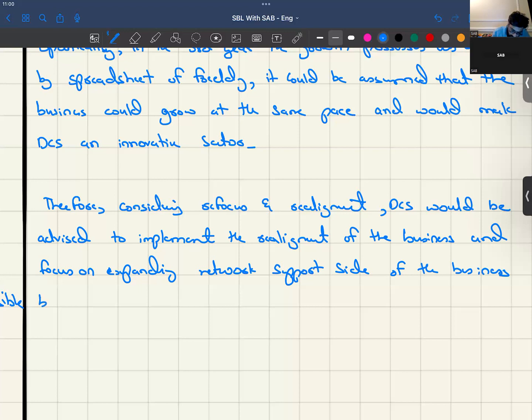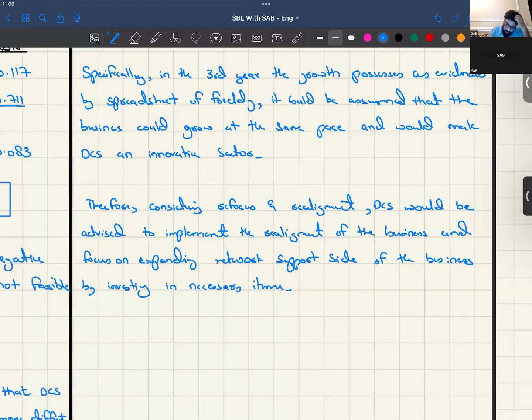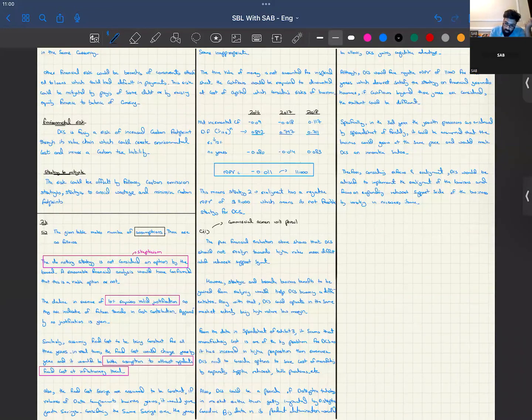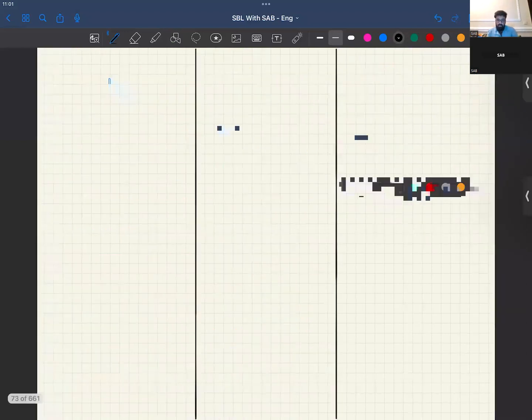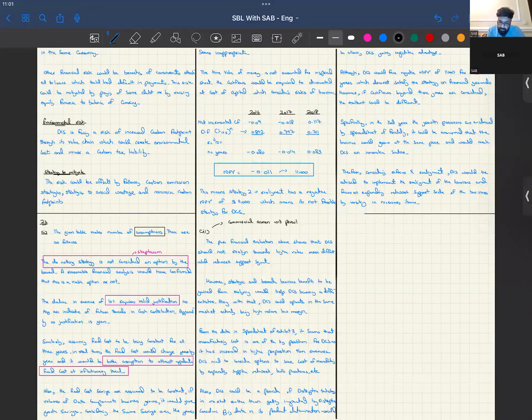by investing in necessary items, at staff cost, at anything. So they could be asked to grow by investing in the necessary items, right? Now this was one particularly difficult requirement, and we have got that perfectly.